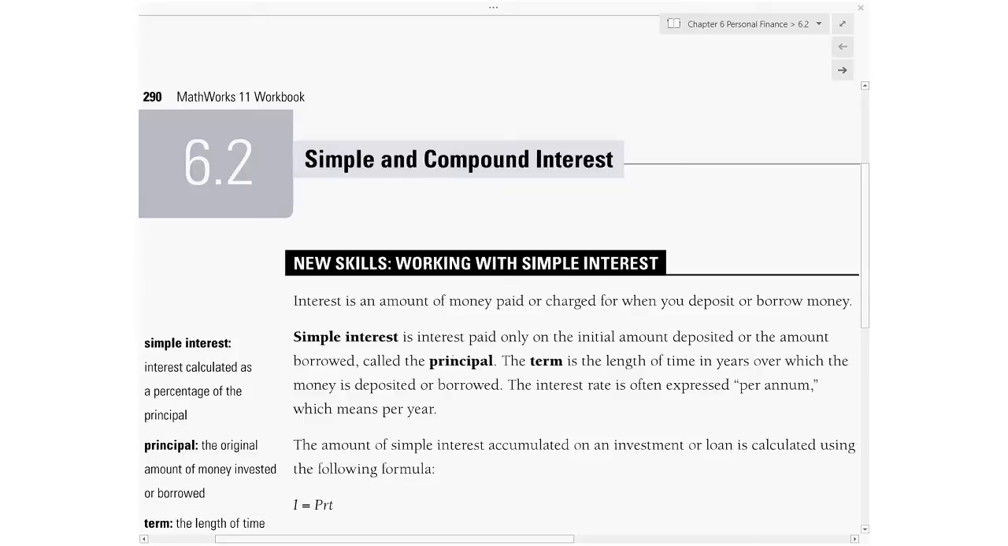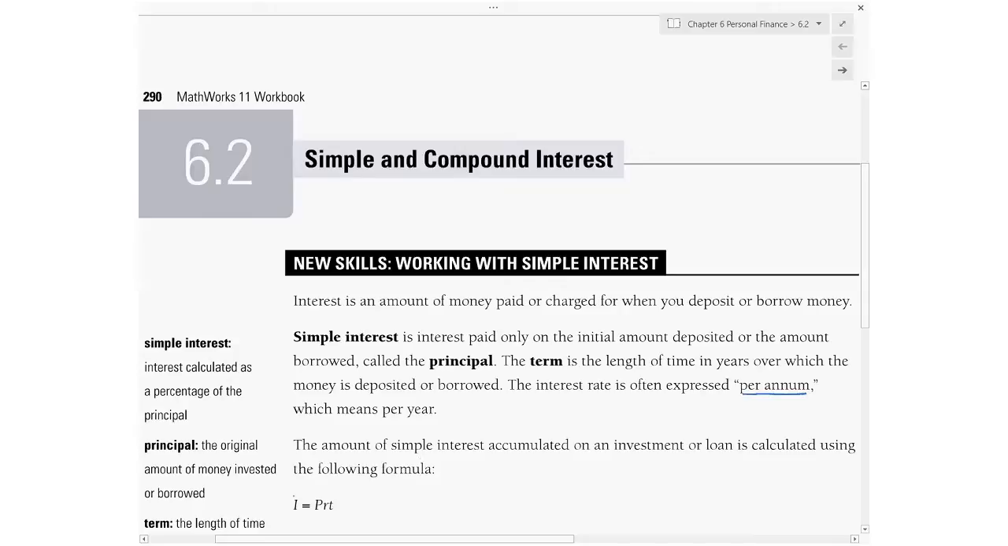Simple interest is just paid on the initial amount deposited or the amount borrowed. So simple interest means that if you borrow or put $1,000 into the bank, let's say, and you're getting 3% interest, every year you'll get 3% interest on the $1,000. That $1,000 is called your principal, and the term is the length of time in years over which the money is deposited or borrowed. This interest rate is also often expressed per annum. That means per year.